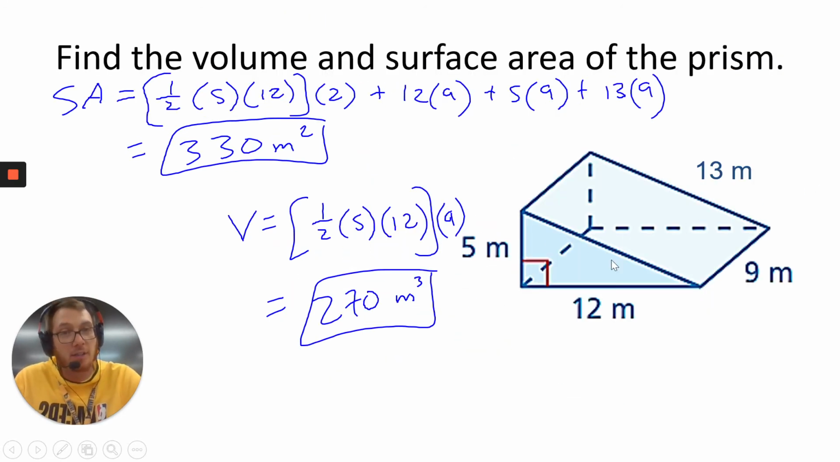So be careful here. The height of the prism, a lot of students will say it's 5 because it's 5 tall. But remember, the height of a prism is base to base. Think about yourself from head to toe, for example. So this would be 9 is the height of the prism, not 5. And I multiply all that together and I get 270 cubic meters or meters to the third power.